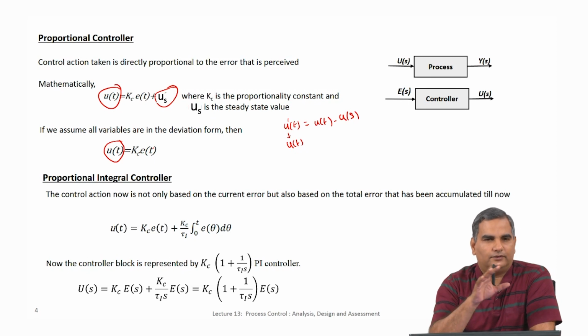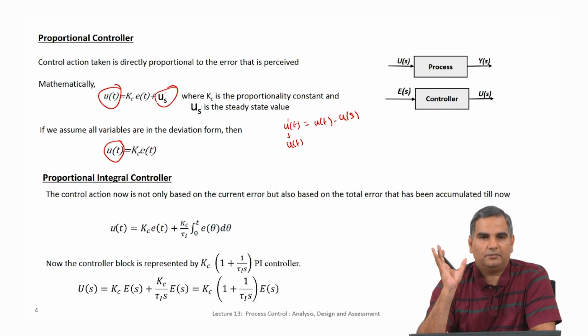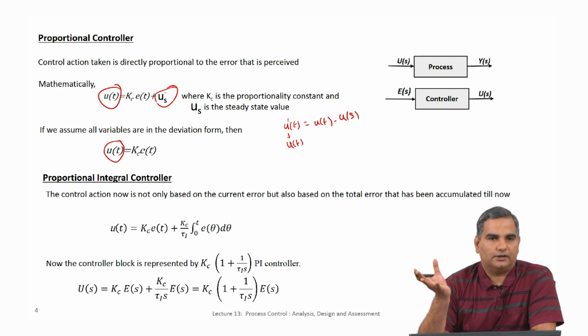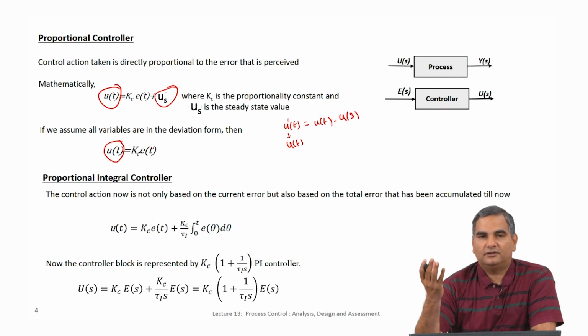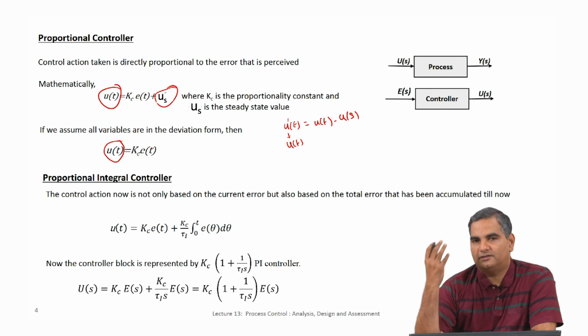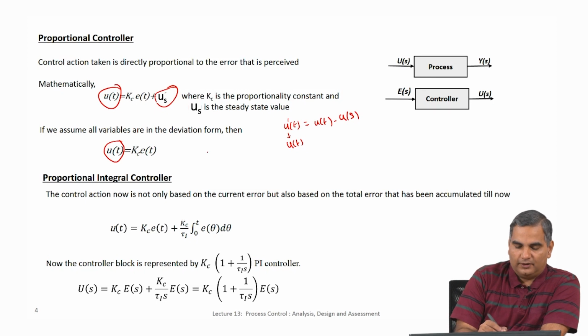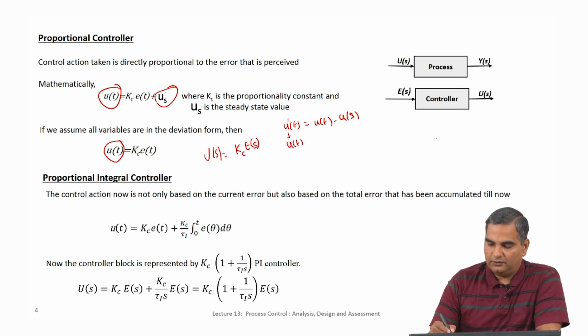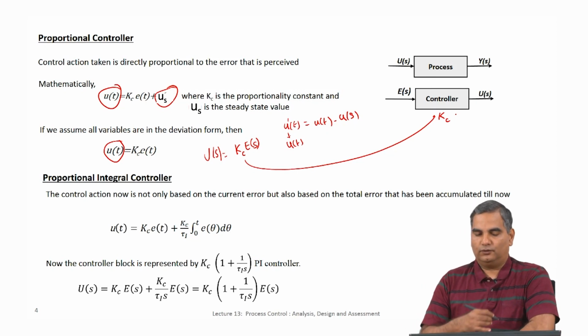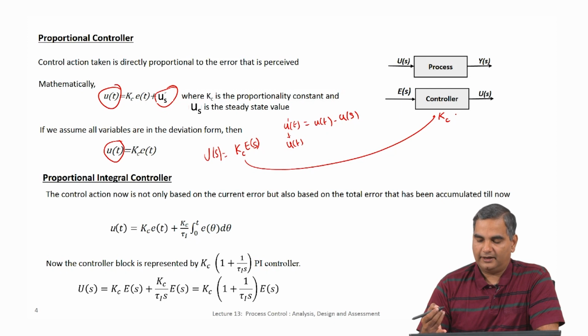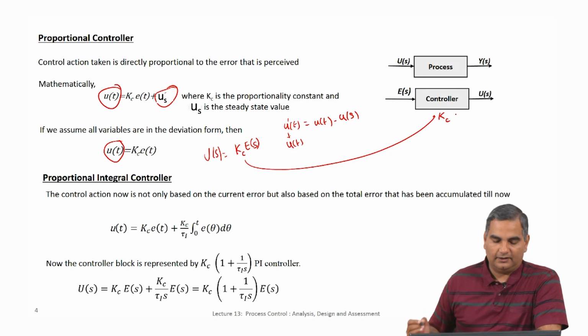So, this operates on a very simple principle, saying my new effort is going to be directly proportional to how much error there is, or how much is the distance between what I desired and what I actually got. So, if you do this in the Laplace domain, it is very simple, u of s is kc times e of s. So, the controller is simply kc, just one parameter and nothing else. In the Laplace domain block diagram, this controller is simply kc. So, if you give me E of s, U of s is simply kc times E of s.